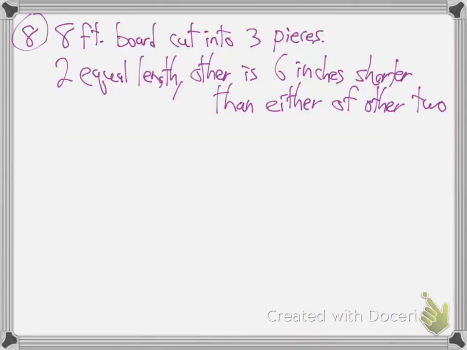So there's the question. You've got an 8-foot board cut into 3 pieces. 2 are equal length. The other is 6 inches shorter than either of the other 2. How long is each of the pieces?